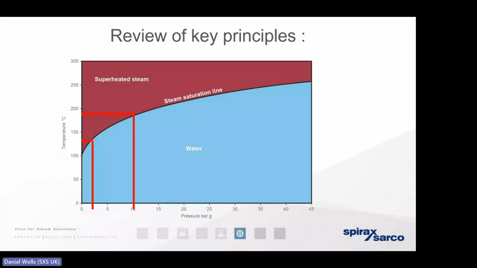But we need to remember that when steam condenses, it changes state. It gives up its useful heat energy, but it doesn't cool down. The condensate's got exactly the same pressure-temperature relationship. So when we get the heat loss in the infrastructure, when we're distributing steam at 10 bar gauge, the condensate's going to be sat there in the pipework as a liquid at 184 degrees. Now it can exist as a liquid at that temperature because of the pressure.